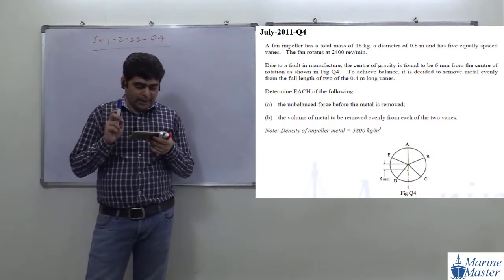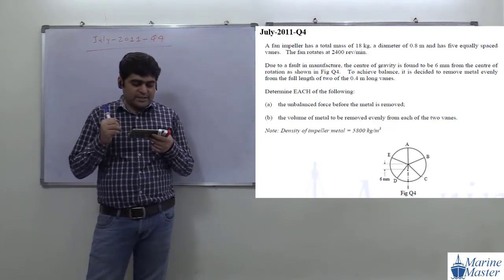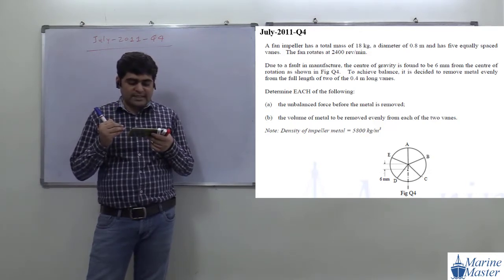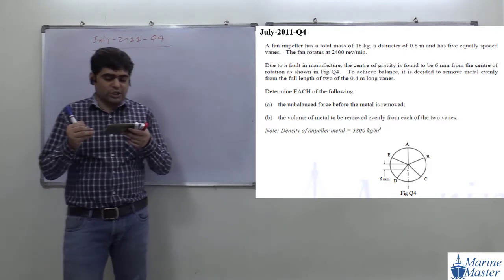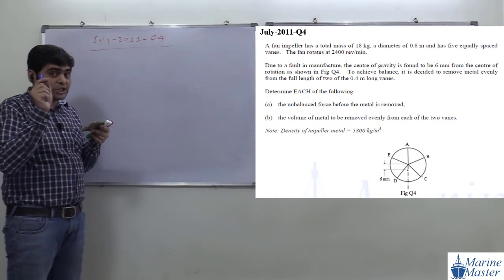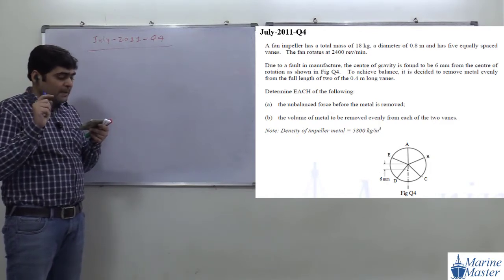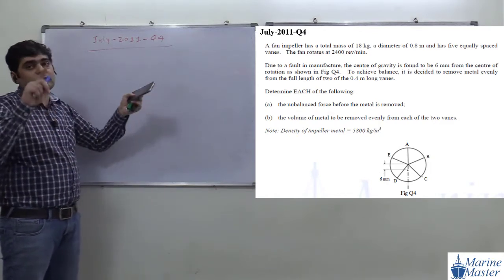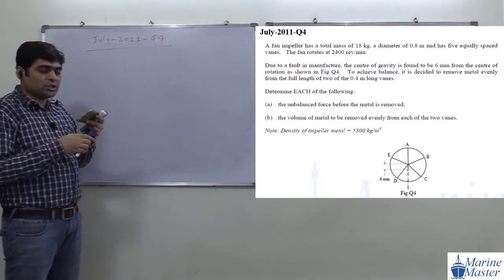Due to a fault in manufacture, the center of gravity is found to be 6 mm from the center of rotation, as shown in the figure. They have mentioned figure question 4 because in that exam, that was question 4. So that's why it says figure question 4.